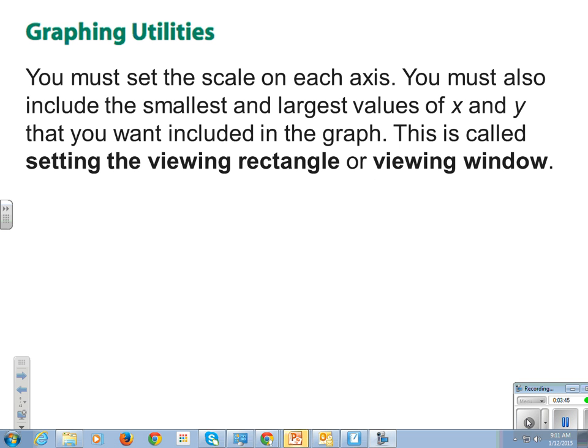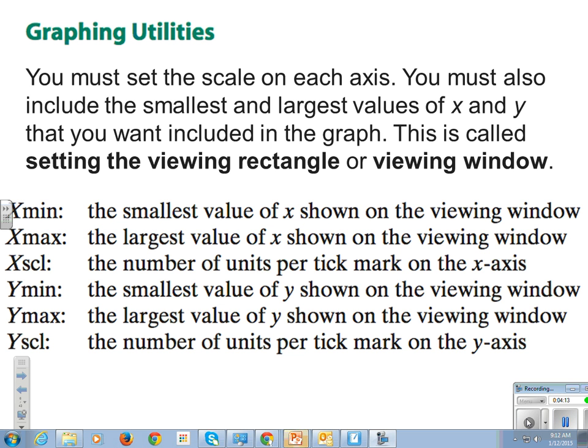The big component is scaling the axes. Sometimes you go to graph something and you type in the equation and nothing is on your graph. It is not because nothing has been graphed, but because your windows are not scaled correctly. So this is called setting the viewing rectangle or viewing window. So X-min, X-max, X-scale. Pretty clear, pretty straightforward. The only weird one is the X-scale. That says, what do you want to count by?